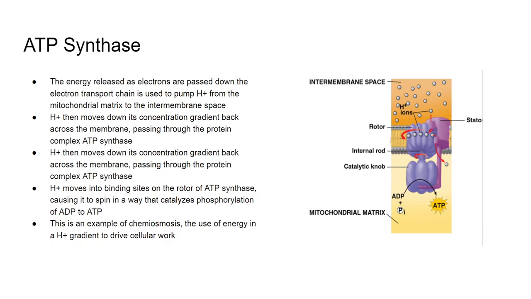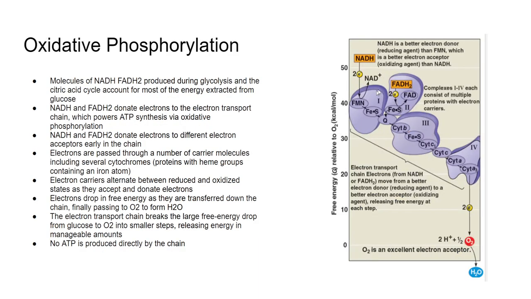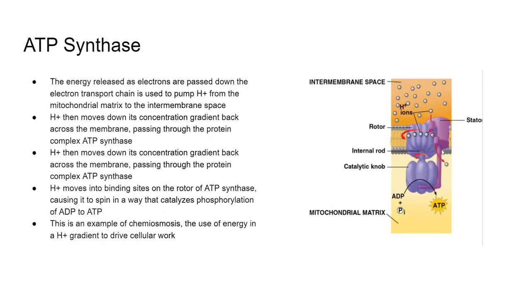But this is the electron transport chain. Where is the ATP being produced? We still haven't produced any ATP. This whole process here didn't give us a single ounce of ATP. It gave us water, but it didn't give us any ATP. So where does the rest come into play? That occurs here in ATP synthase.